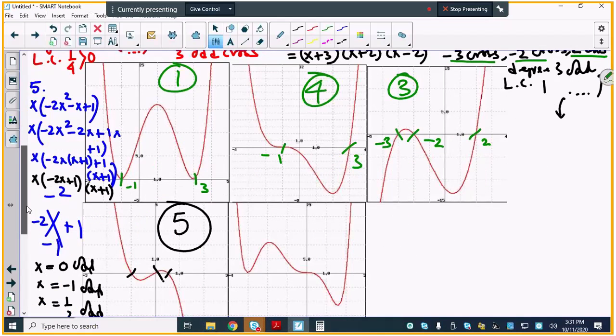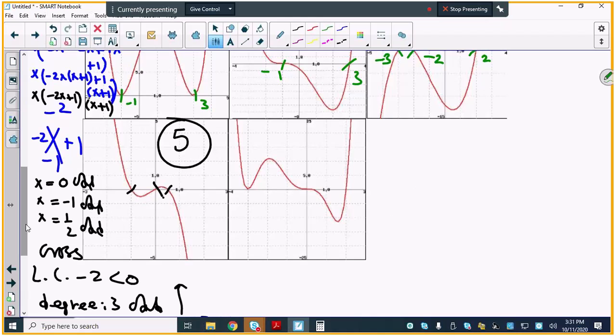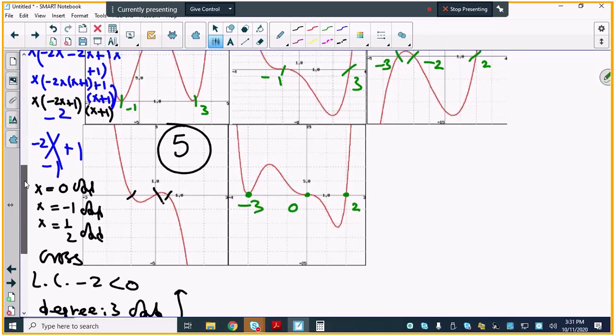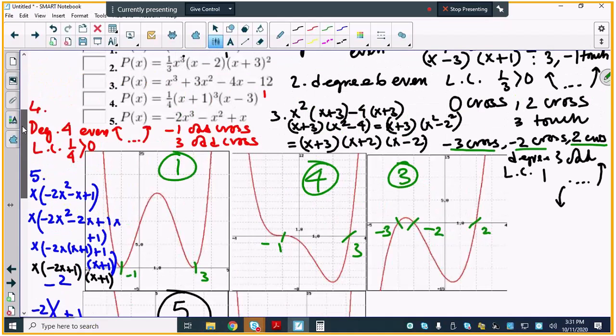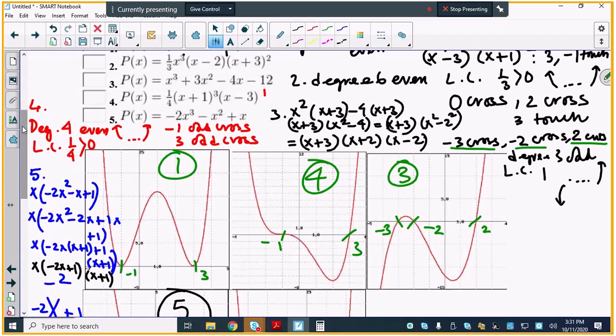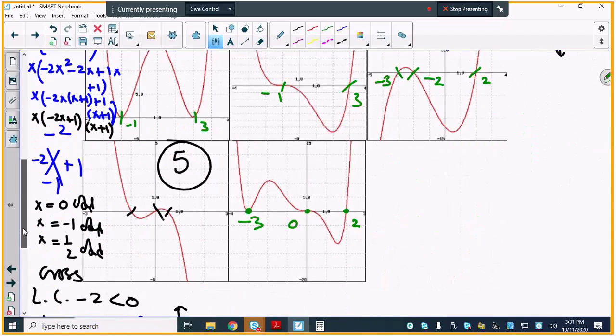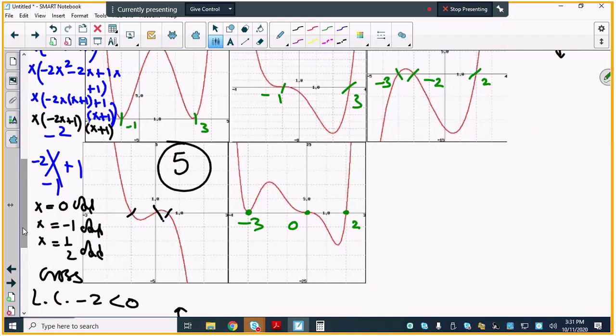Okay, so the last one is both ends going up. But this time, the solutions are at -3, at 0, and at 2. -3, 0, 2. At -3, it's odd, 0 even, at 2, odd. So let's look at number 2. Solutions are 0, you will cross, so odd. 2 is going to be crossing, so odd. 3 you will touch, so even. So that's exactly what we have, and both ends are going up, so this is number 2, and that answers this question.